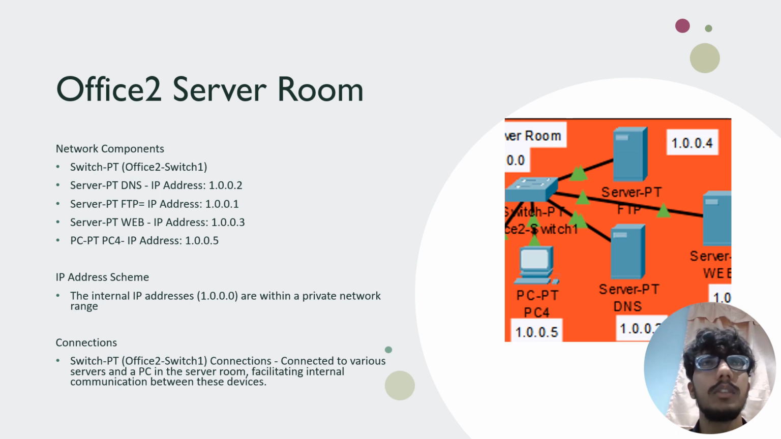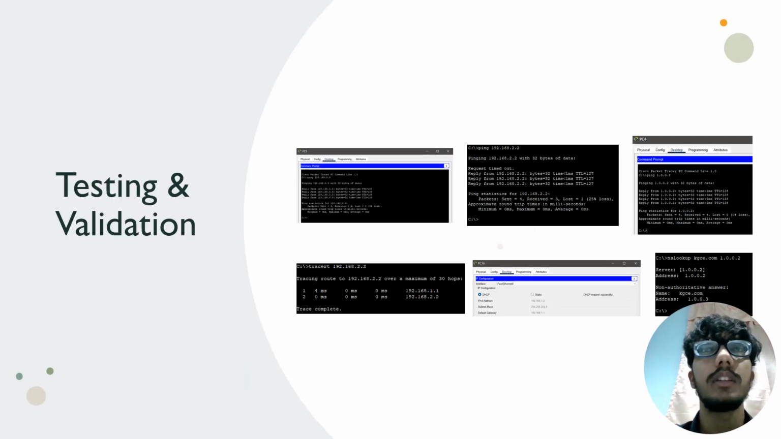Next, we'll take a look at the Office 2 Server Room. The network components in the Office 2 Server Room are the Office 2 switch, Server PT DNS with IP address 1.0.0.2, Server PT FTP with IP address 1.0.0.1, Server PT Web with IP address 1.0.0.3, and there's also a PC with IP address 1.0.0.5. The IP addressing scheme is 1.0.0.0, and they're all within a private network range. The connections: Switch 1 is connected to various servers and the PC in the server room, facilitating internal communication between these devices. Next, we'll take a look at the testing and validation.